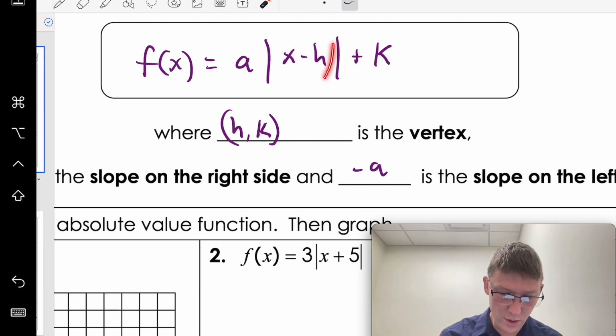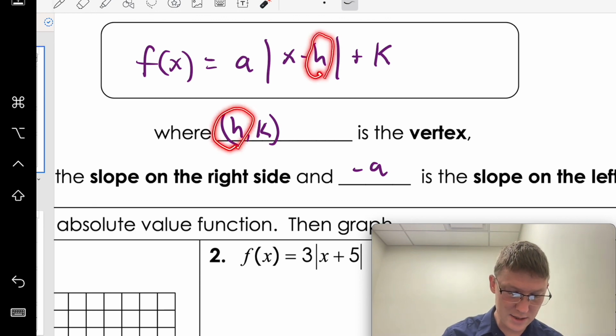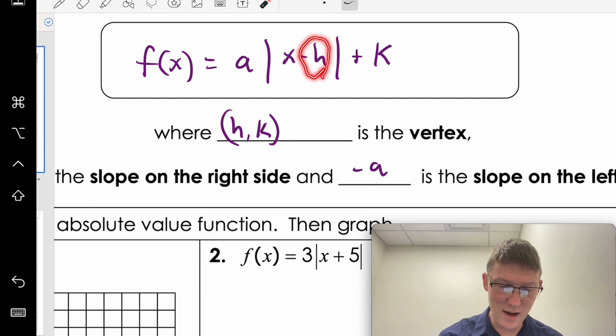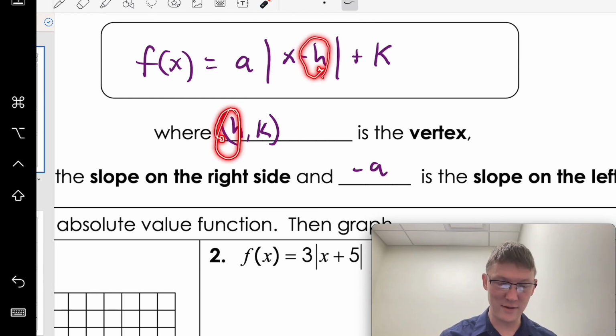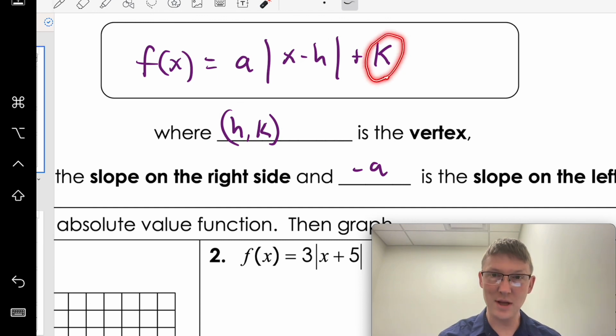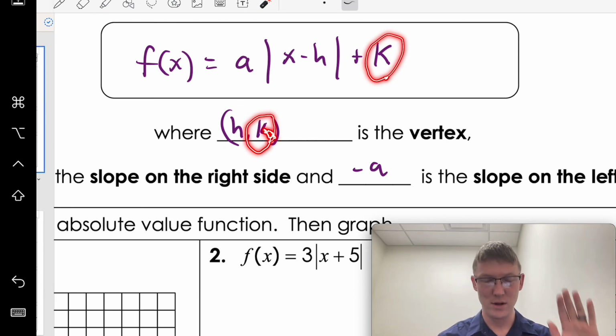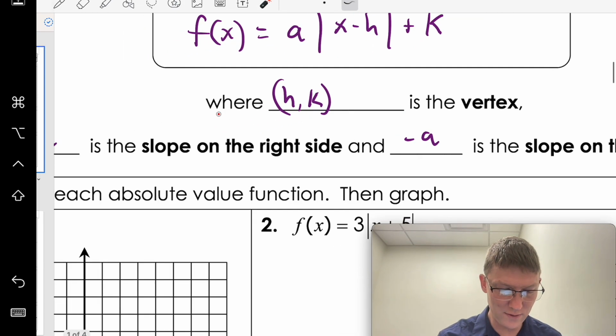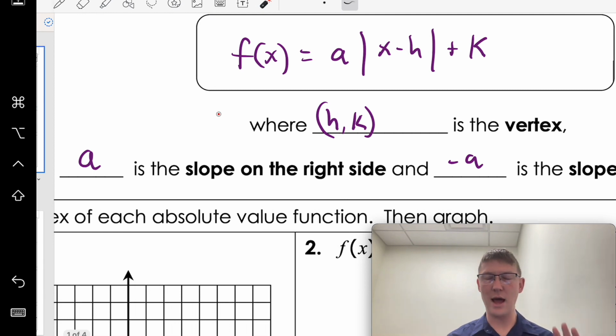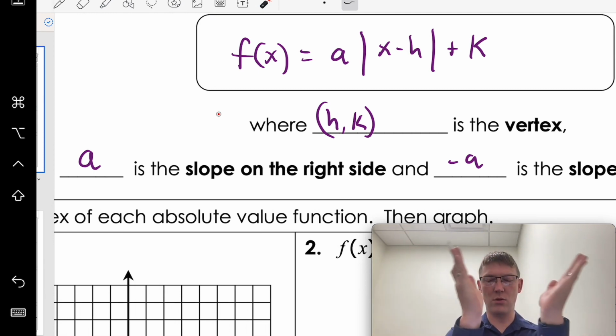So we look at our h. This is going to be our x, which makes sense because our inside here moves it left and right. And then we've got our k, which is on the outside, and is going to be our y. Again, that makes sense because the outside numbers move it up and down. And then we've got this number out here, this a. This is actually kind of convenient to know, because hopefully you've seen that absolute values can either be really narrow or really wide.